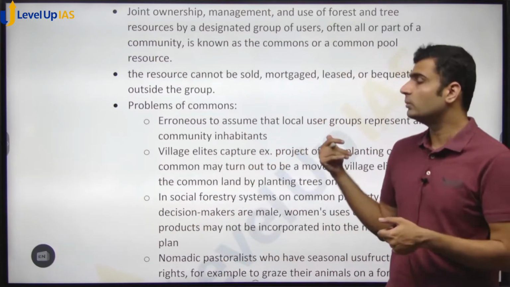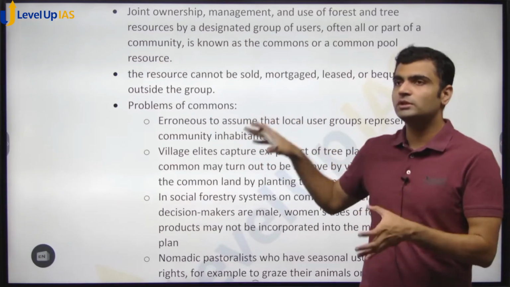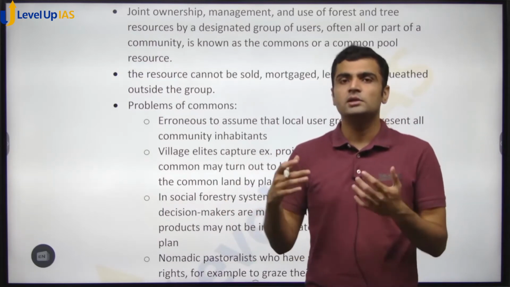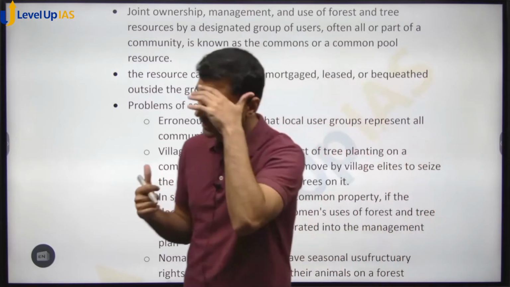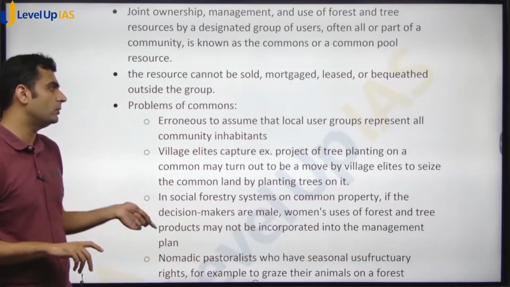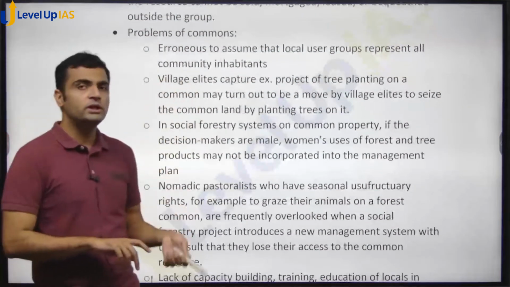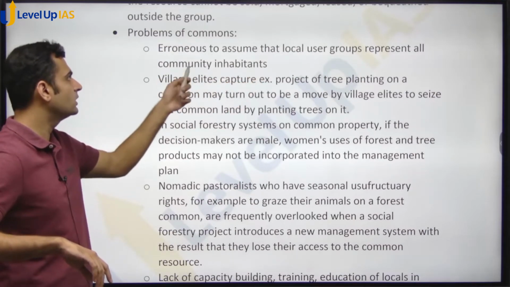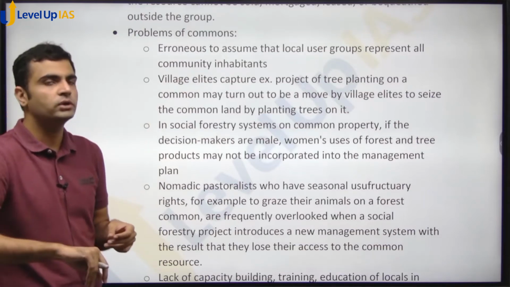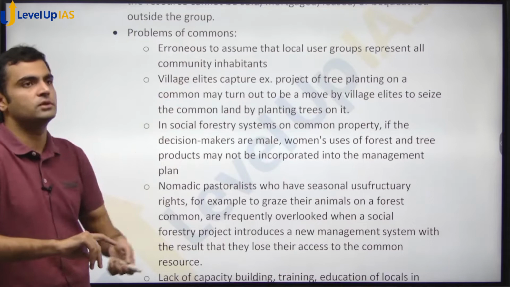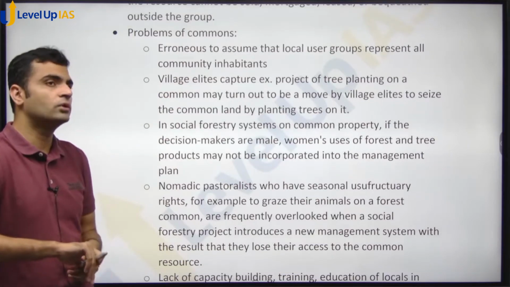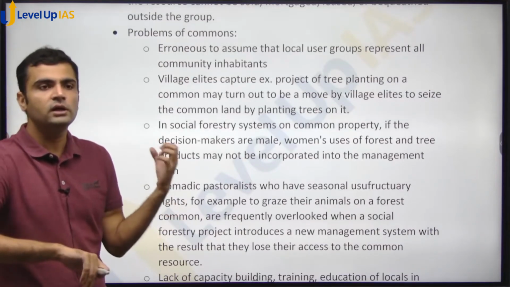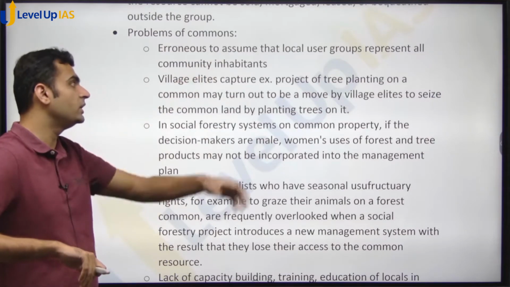But that is not the problem of this commons. This is commons, which is common resources, which is to be used only by a designated group of people and not by everybody. This is not an open access resource. That is different here. So what could be the problem? Who are these designated users? It is erroneous to assume that the local user group represents all the community inhabitants. So many times smaller groups are excluded from the use of common resources when they are designated. Only the local user group gets the dominant share of this common resource when there are other dependents or other local community inhabitants as well.